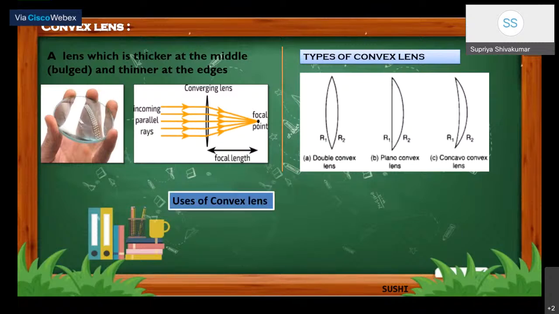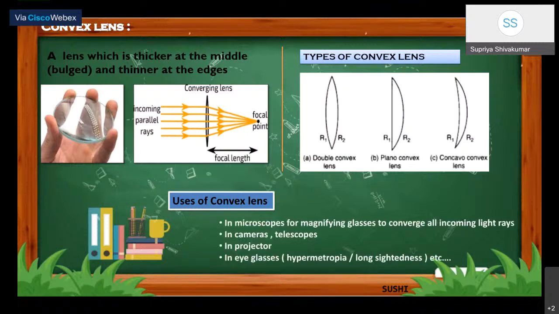Next comes the uses of convex lens. So where can this convex lens be used? The convex lens can be used in microscopes, for magnifying glasses to converge all incoming light rays. It can be used in cameras, telescopes, projectors, and also in our eyeglasses, in particular for a person who has long sightedness. In order to cure that, we can use a convex lens.